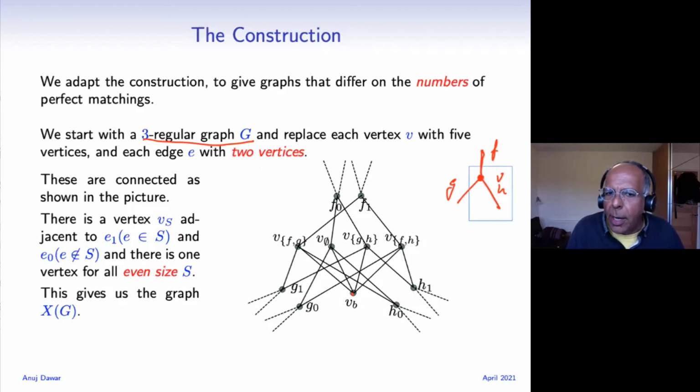And now you replace the central vertex V by these 4, plus this additional 1, which we can ignore for now. They're labeled by all subsets of {F, G, H} of even size: the empty set and the 3 2-element sets. And I connect V_FG to F1 and G1 and to H0, because H is not in the set FG, so it goes to 0, and it goes to F1 and G1 because F and G are in the set. The empty set connects to F0, G0, and H0, and so on. Okay, this gives me this graph X(G).